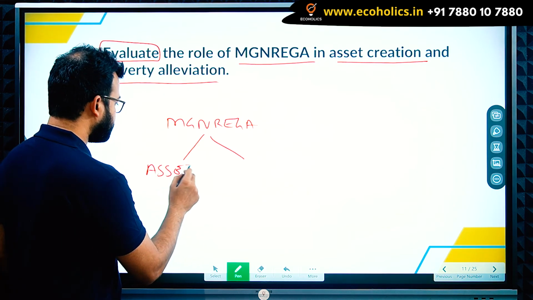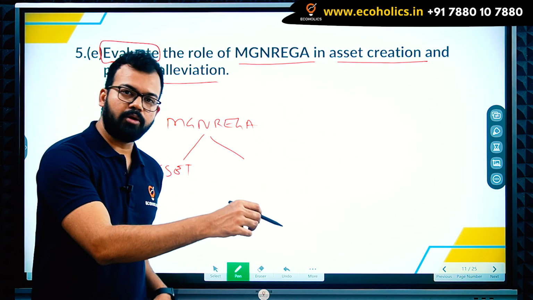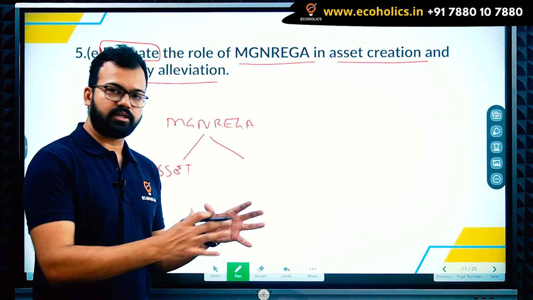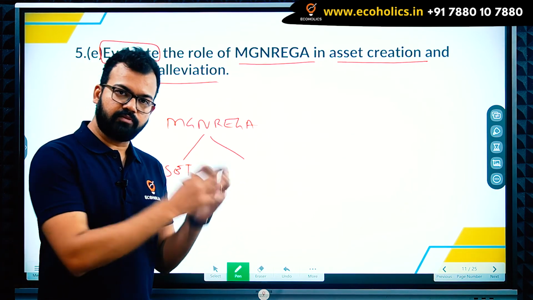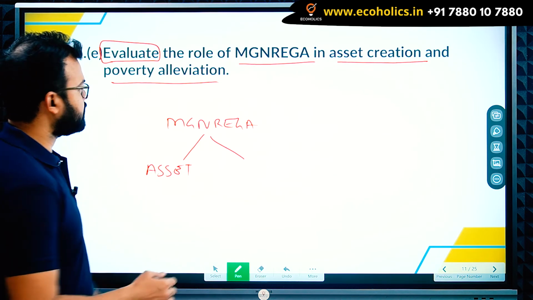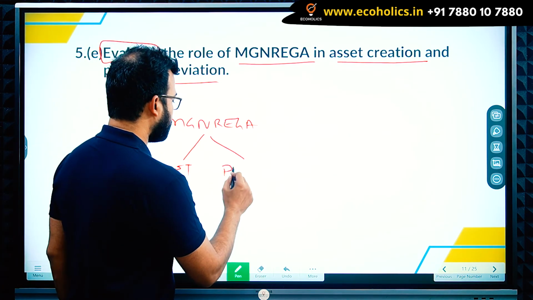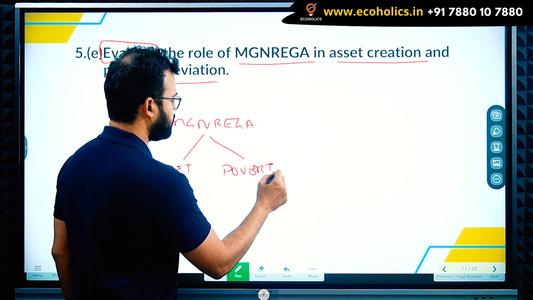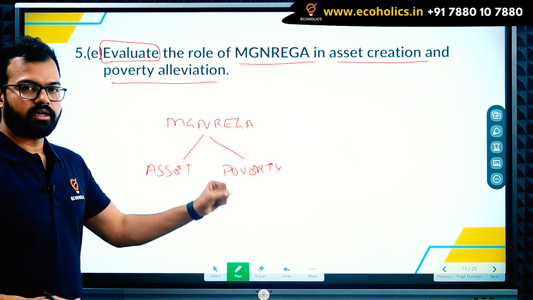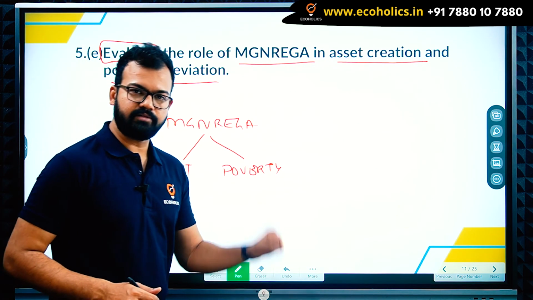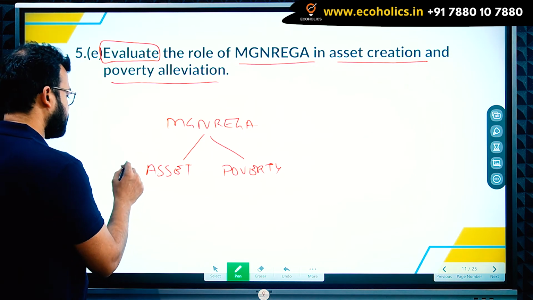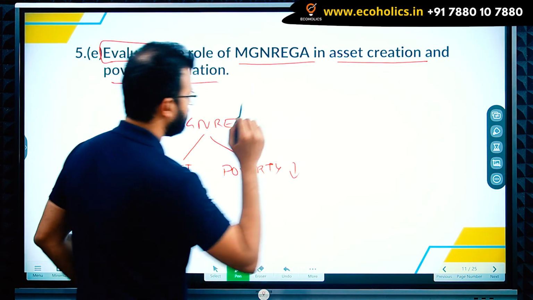Now, if you provide employment, the government will provide employment and the people will contribute something. They will contribute in constructing a well, maybe constructing a bridge, constructing a particular field, any infrastructure. So assets will be there. Then if you provide jobs or employment, poverty alleviation will happen. It means reducing the poverty will be there. So asset creation and poverty alleviation, both the things will work.